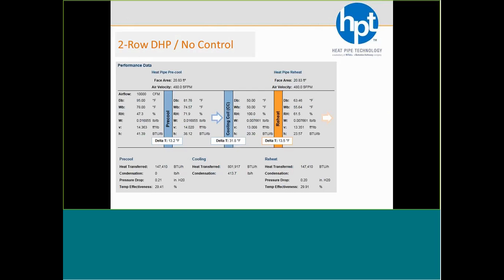So if we took just a 2-row, as you can see, 2-row gives you anywhere between 8 and 15 degrees based on that overall delta T. In this case, yeah, we're pre-cooling and reheating a little over 13 degrees or so. So that's great. Now we're heating it up to 63.5 degrees.